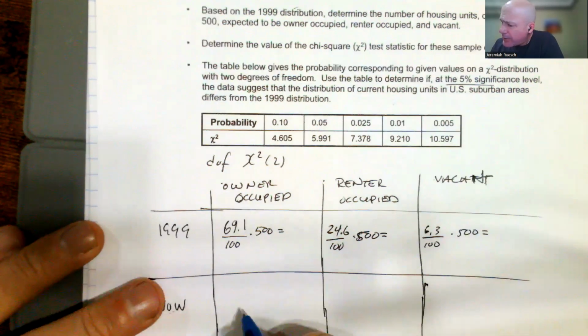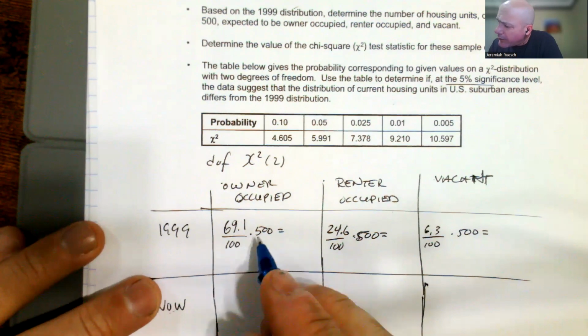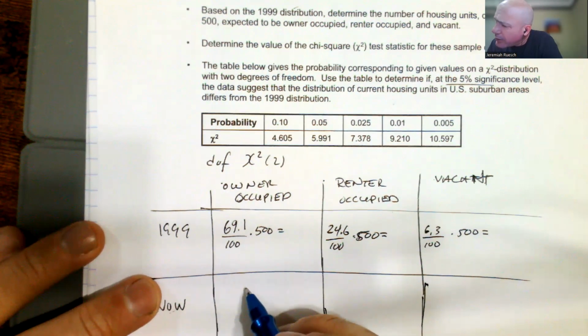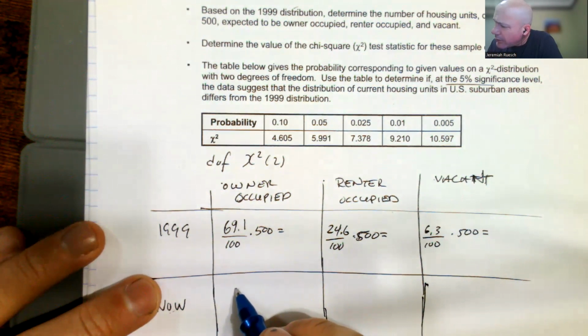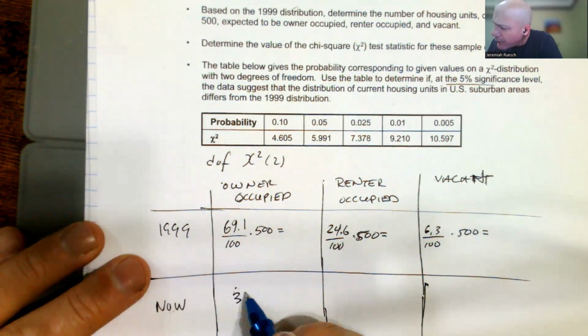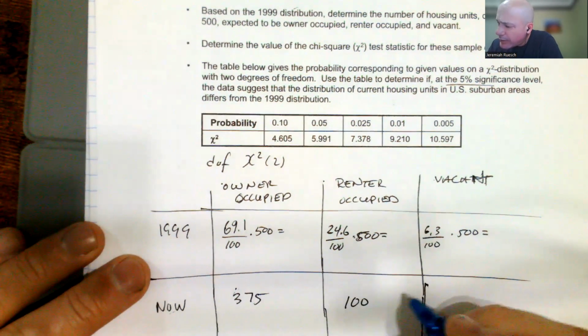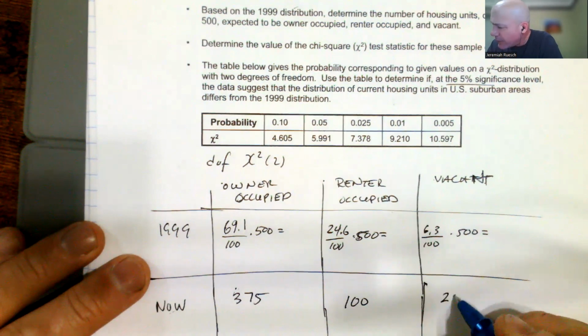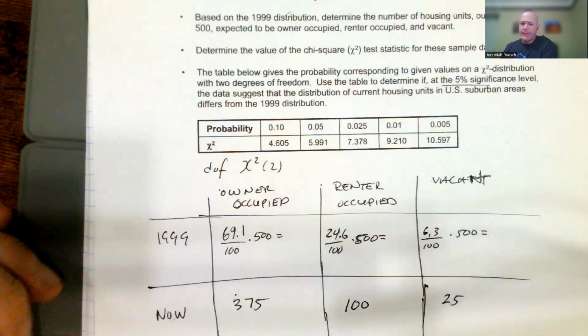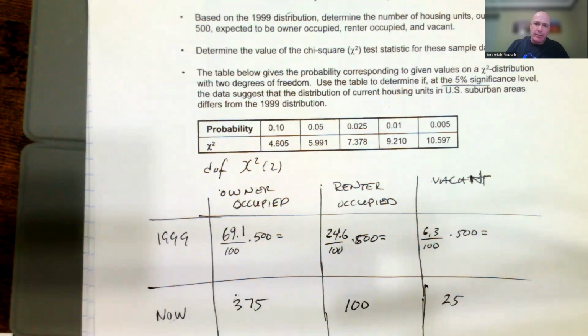Now the observed values. For owner occupied, in this current sample of housing, we had 375 owner occupied. We had 100 renter occupied, and we had 25 vacant units. Let's go ahead and calculate those.